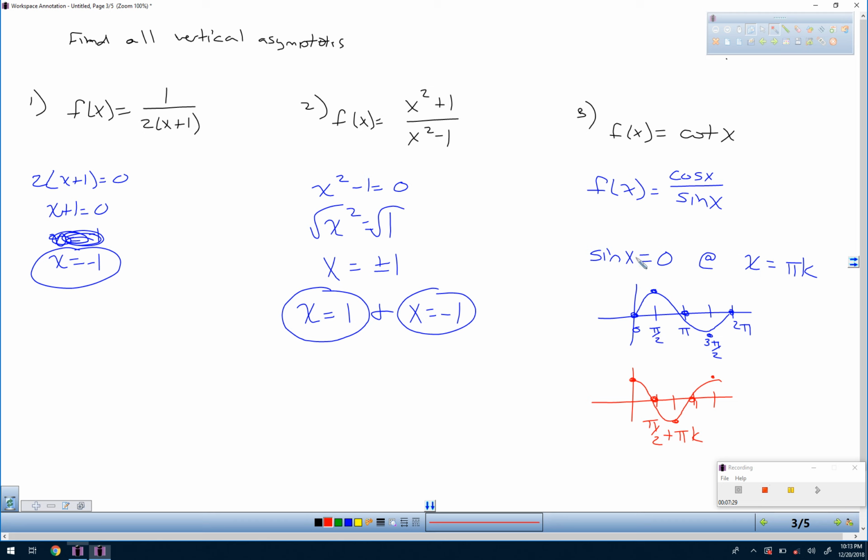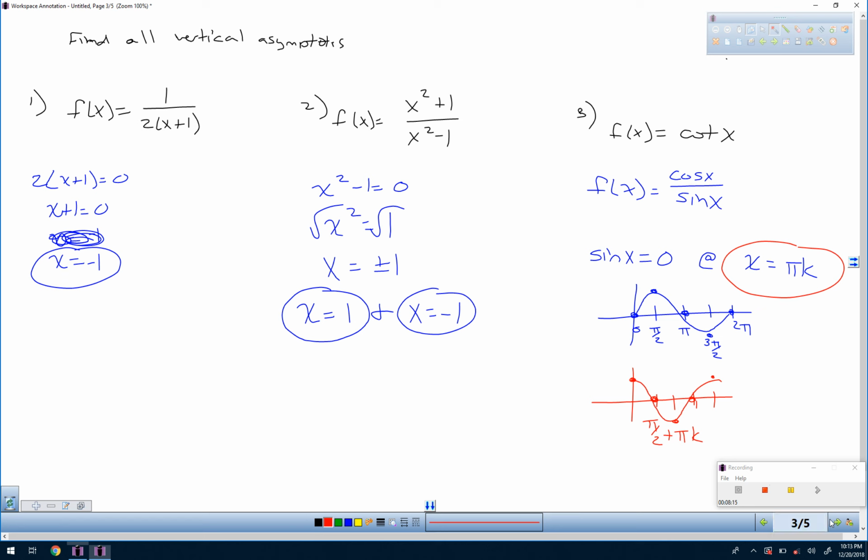So where is cotangent of x not defined? It's at all values pi k, where k is an integer, and so that's where my asymptotes of cotangent of x would be. Because cosine at pi is going to give me negative 1. If you put in cosine of 2 pi, it's going to give me positive 1. So whatever you plug in, it's either going to be positive or negative 1. So not to worry about it ever equaling 0 for the numerator. So therefore, those are my vertical asymptotes.